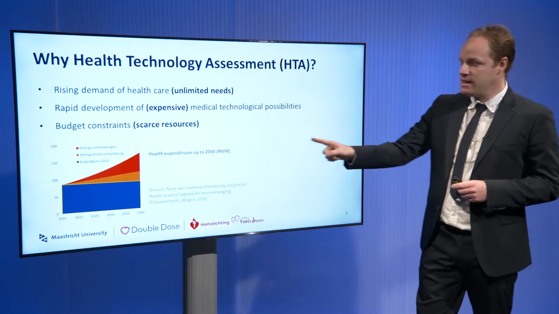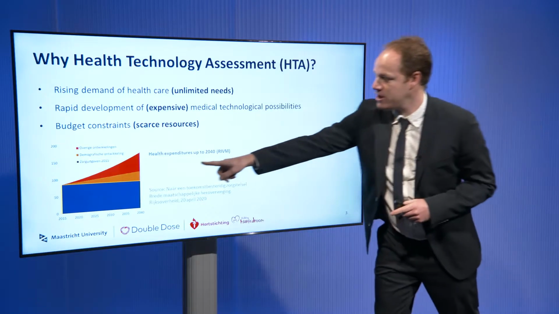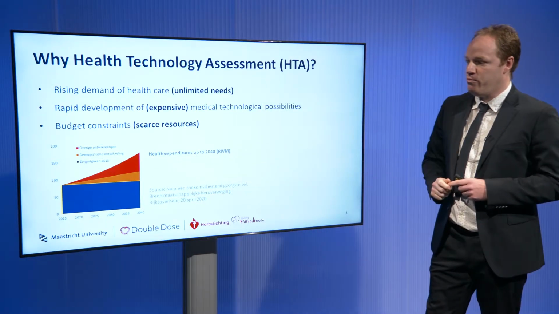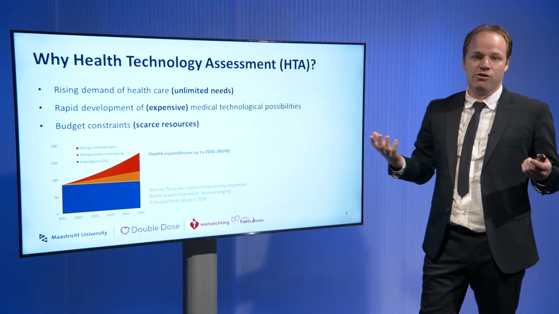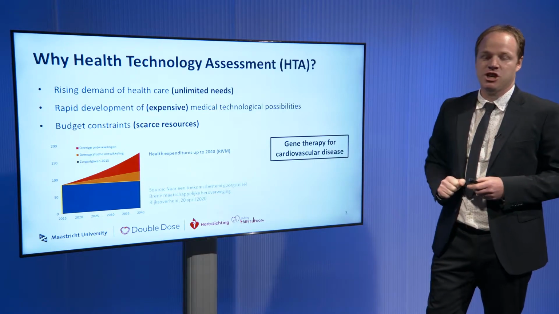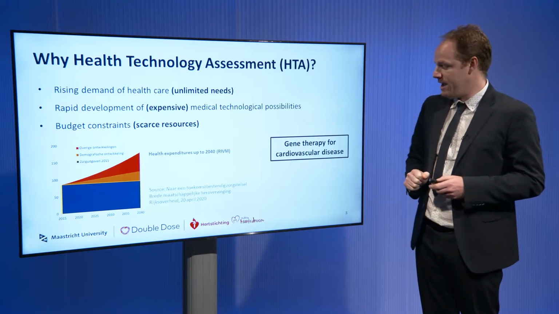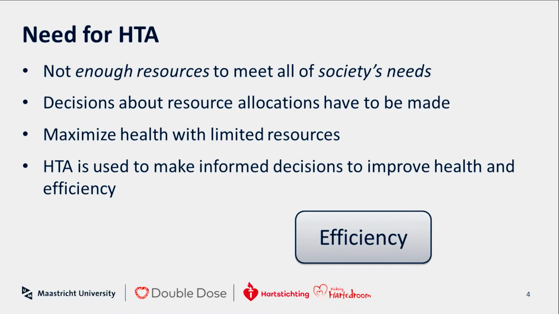And as you can see on the screen, the health expenditure in the Netherlands is really expected to increase in the next few years and decades due to, among other things, the aging of the population, but also due to new medical technological possibilities that are often more expensive, like gene therapy for cardiovascular disease. And thus, we do not have enough resources to meet the needs of society.